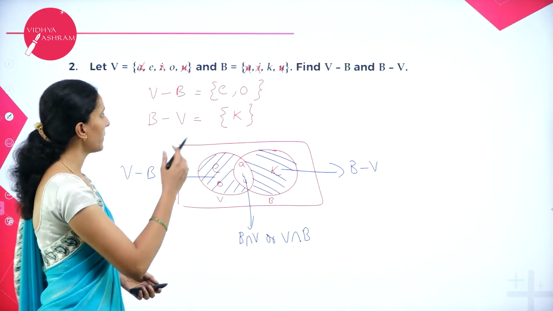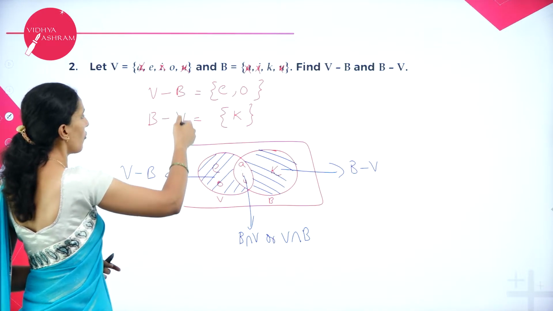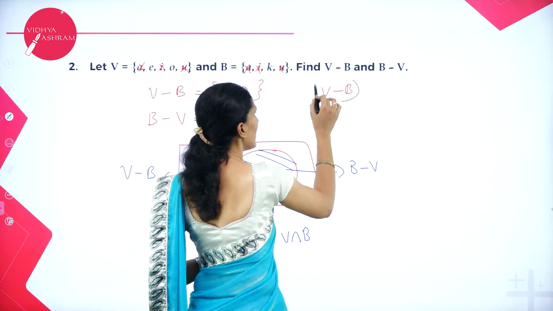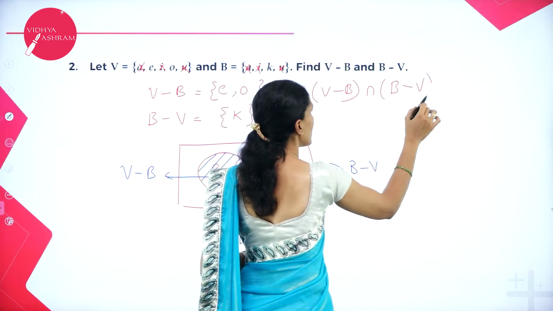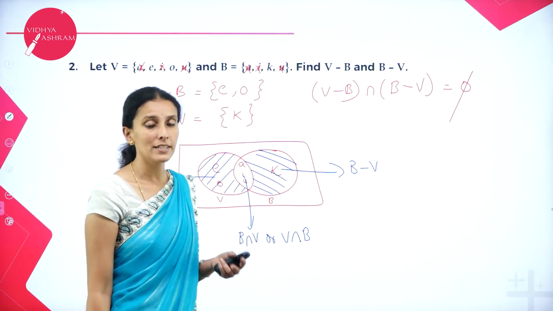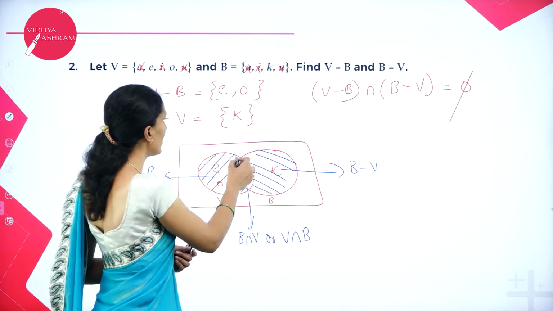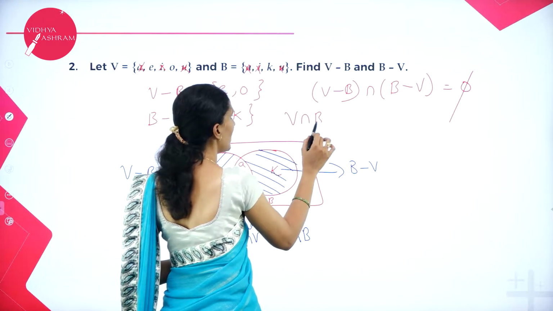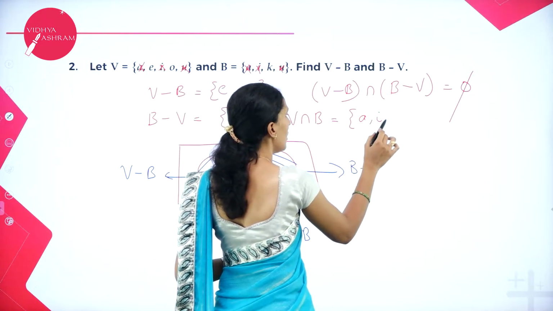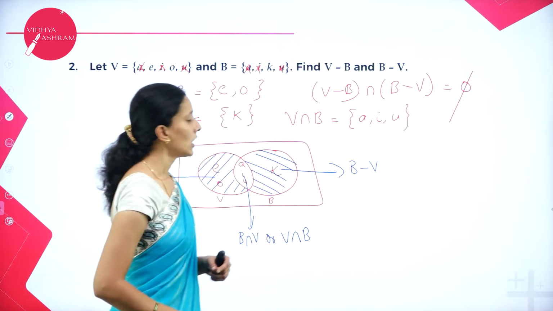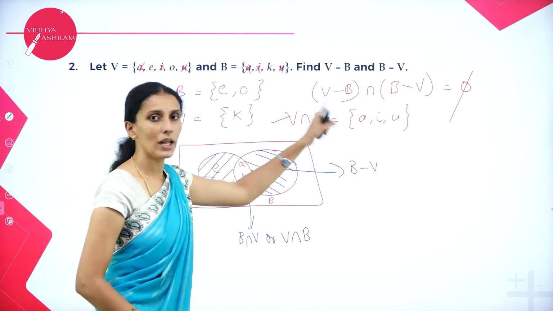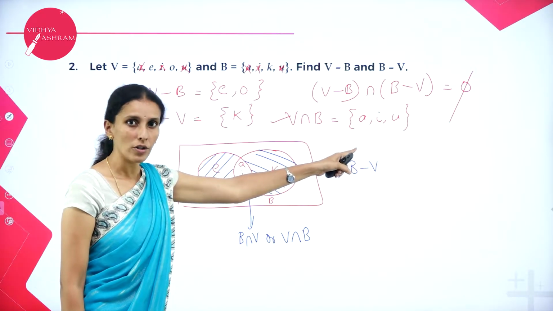For example, in the previous case, take the intersection of these two. What will you get? Null set, because V minus B intersection B minus V is the null set. If you get the intersection as the null set, what does that mean? It means they are disjoint sets. Suppose you take V intersection B as one more set. What is V intersection B? It is the common elements in both V and B. Take the intersection of V minus B and V intersection B. Do you find any common elements there? No. So they are also disjoint.